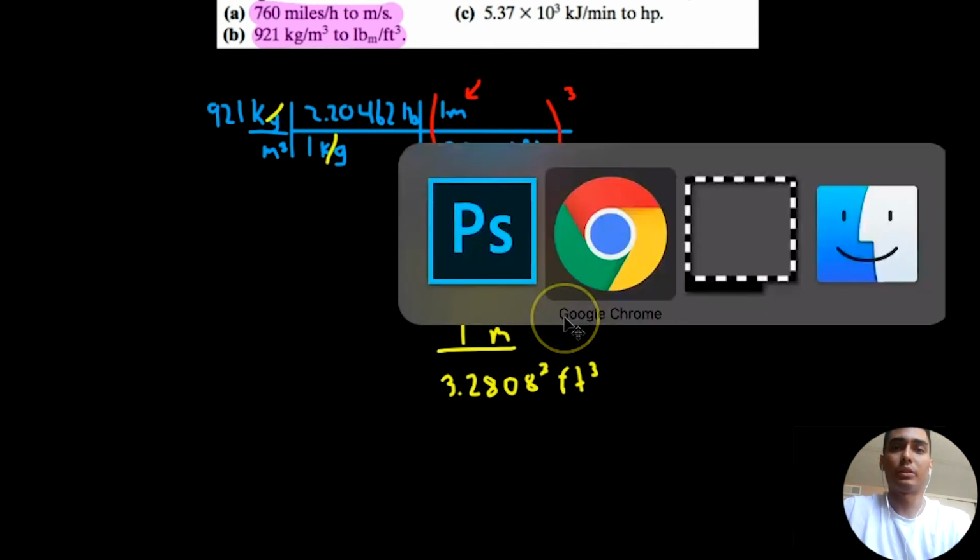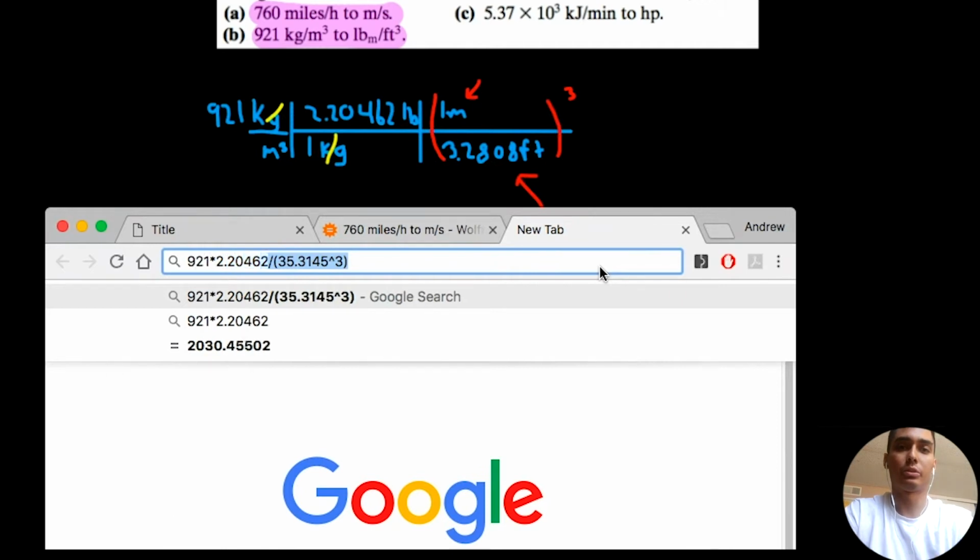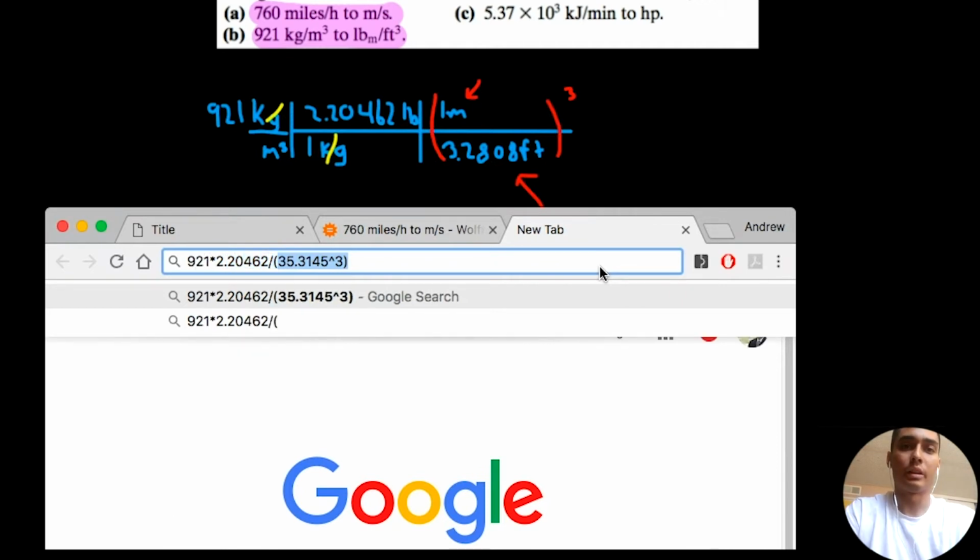So let's just multiply this out. So it's 921 times 2.20462 times 1 divided by 3.2808 to the third power, which is 57. Alright, so notice that I did that third power. It's very important. Otherwise, you'd get a very different answer.